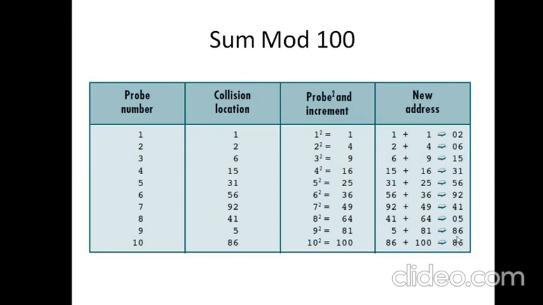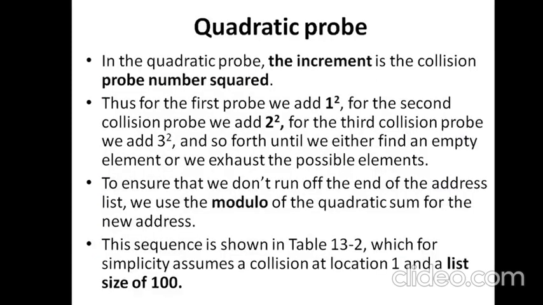If all the addresses generated by the various probes result in non-empty locations, then finally it will be given up, saying that there is no space left in the list. Otherwise it will stop somewhere in one of the iterations. This is the scheme of the quadratic probe.